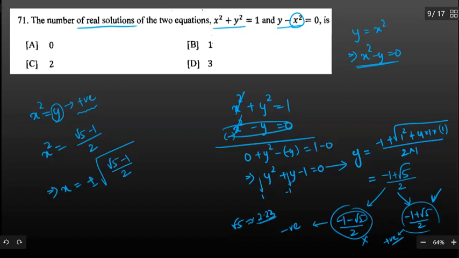So how many solutions do we get? For x comma y, two solutions, one for the positive value and another for the negative value, because the y value remains constant, that is the positive root of this equation. So we get 2. So the correct number of solutions is C, that is 2.